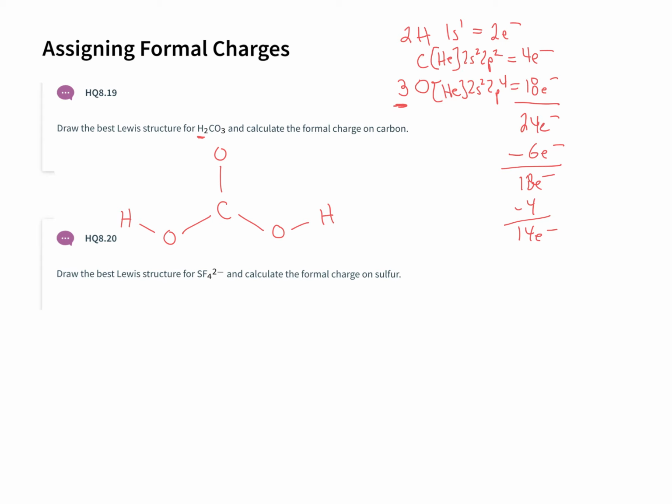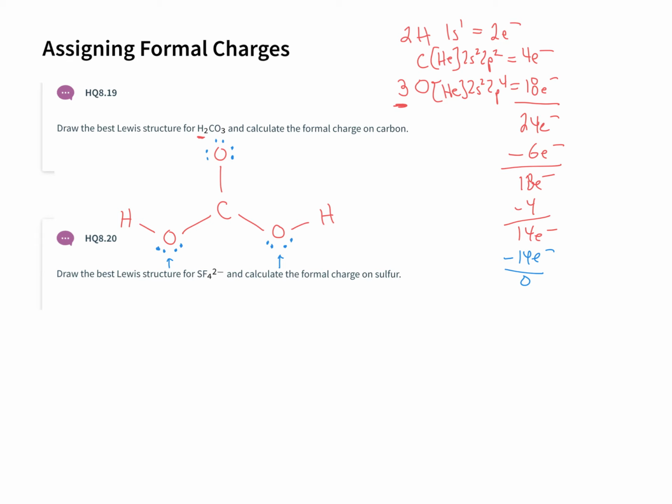Well, I want to fill the octet for the surrounding atoms. So 1, 2, 3, 4, that fills that octet. 1, 2, 3, 4, that fills that octet. And then 1, 2, 3, 4, 5, and 6. So 6 plus 4 here and 4 here is 14. I've assigned all 14 electrons.